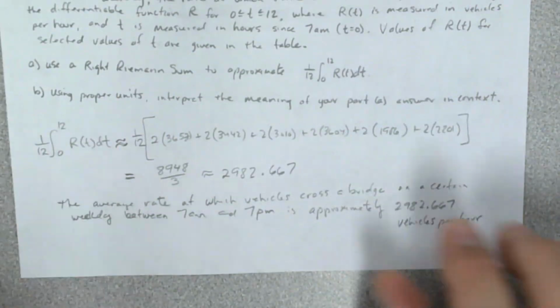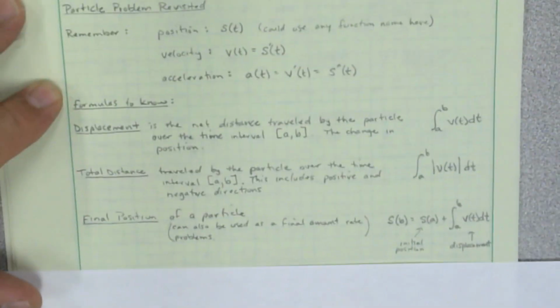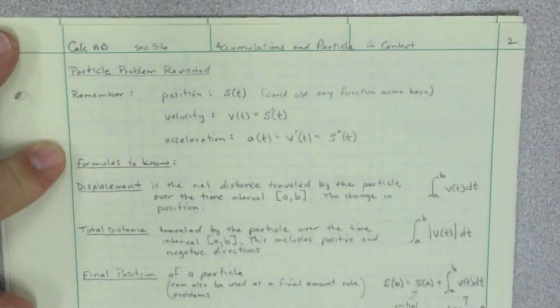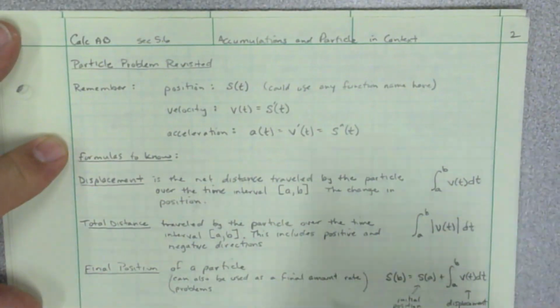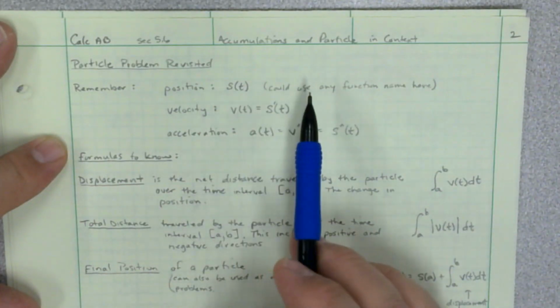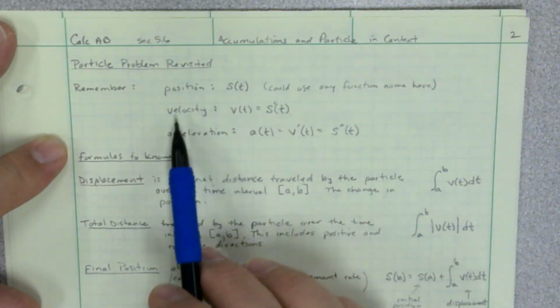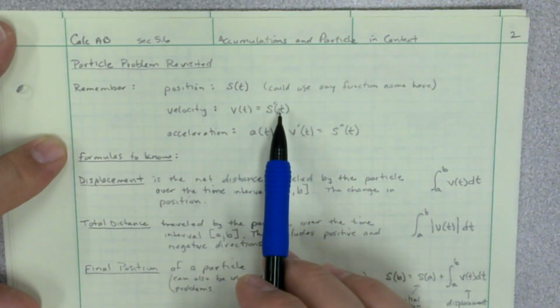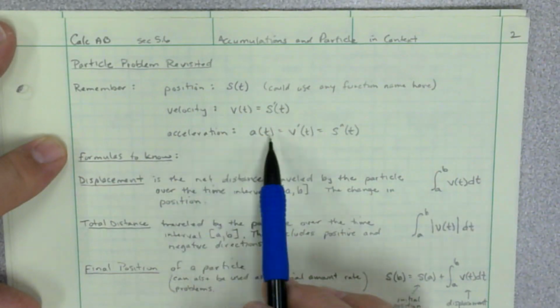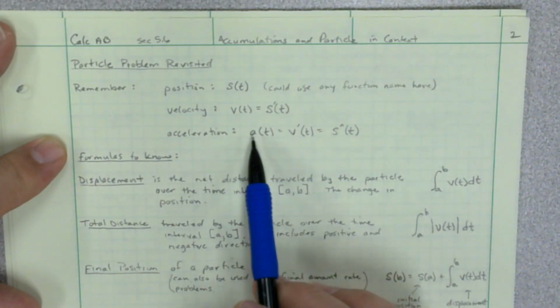So to do that, I need to come back to our notes and talk about the particle revisited. So let me get this in position so you can read it. Okay, so particle. Things to remember: the position function, S of t. They can use other names for this, x of t, y of t, just depends on what they want. But the position function, the velocity is the derivative of the position function. The acceleration is the derivative of the velocity, which is the second derivative of the position.